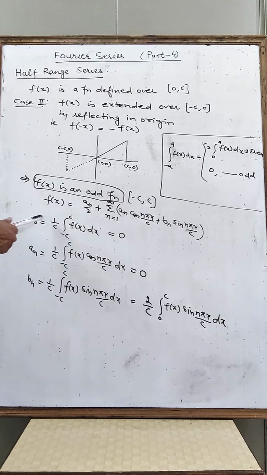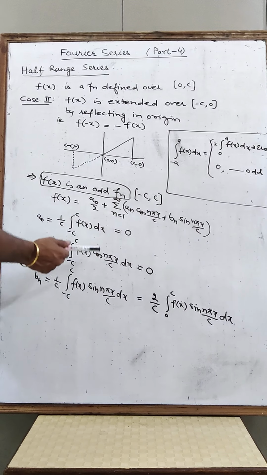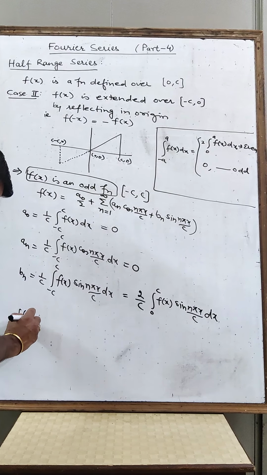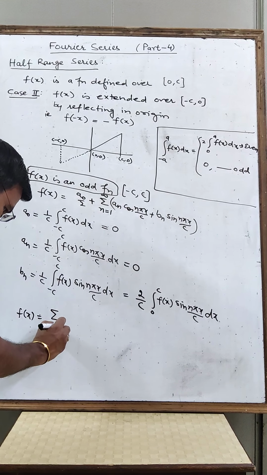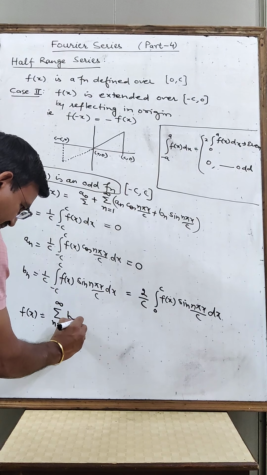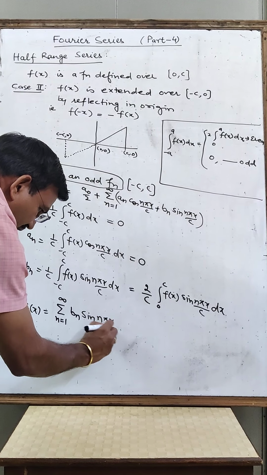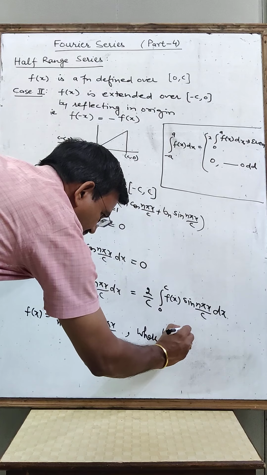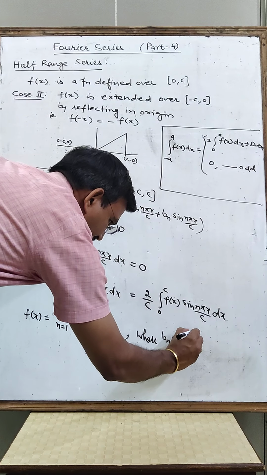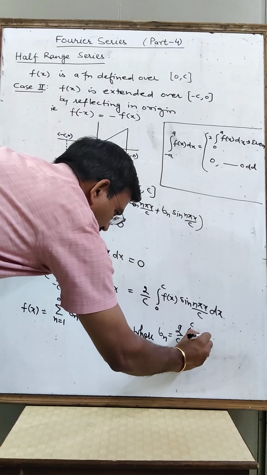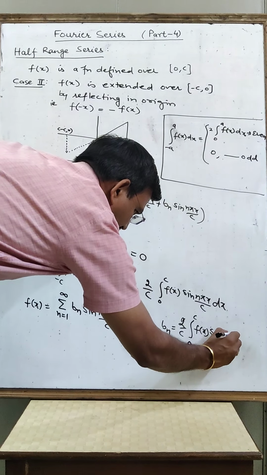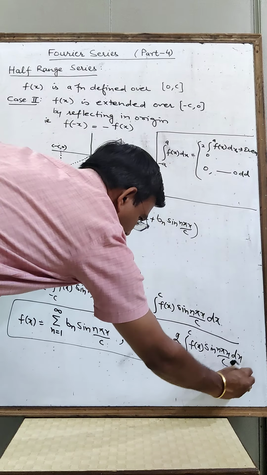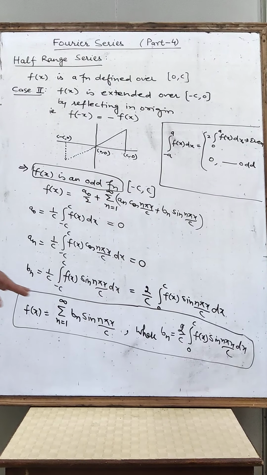So when we put a naught equal to 0, an equal to 0 for all n, and bn equal to this, we will find that f of x is equal to summation n equal to 1 to infinity bn sin n pi x over c, where bn is equal to 2 over c integral 0 to c f of x sin n pi x over c dx. So in this way you are watching that we would get a sine series.